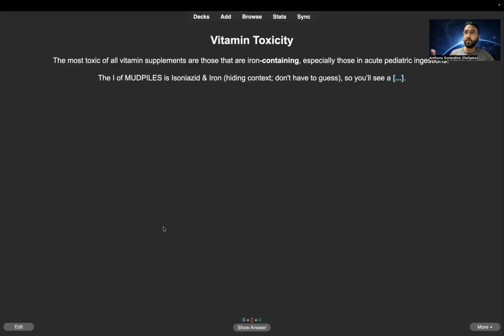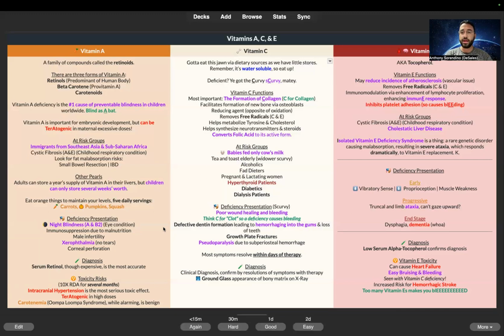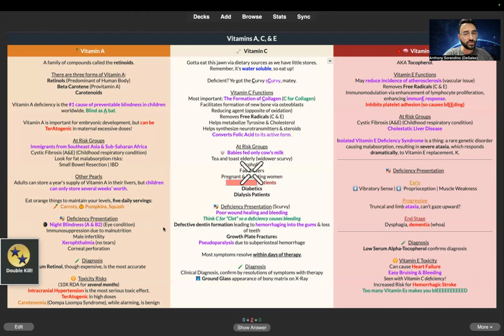So you'll see that metabolic anion gap acidosis. Reducing agents, C, easy bleeding, bruising when you have too much E. Cystic fibrosis at risk for our A's and E's. Due to subperiosteal hemorrhage, pseudoparalysis for C right in the center there, hyperthyroid, at-risk group deficient.